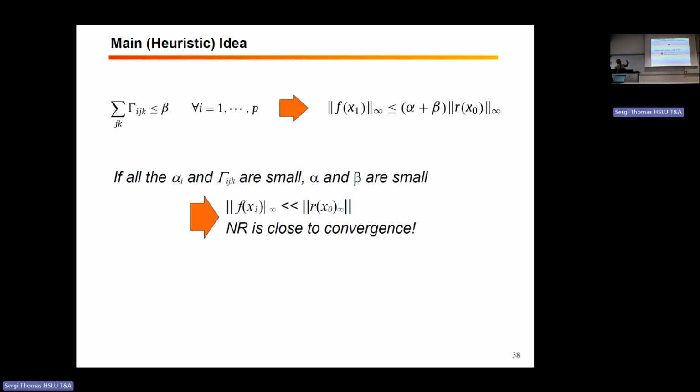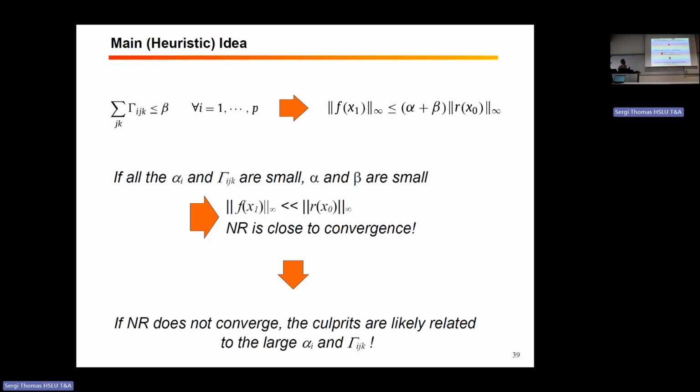Then we take a heuristic step. And the heuristic step is, if we don't get convergence, and there are some of these coefficients which are not small, well, maybe they are the culprits. That's the main idea. Because if they were all small, then it would converge with very high likelihood.